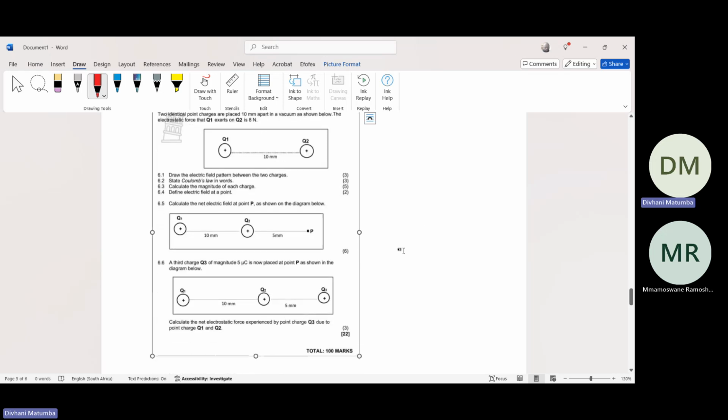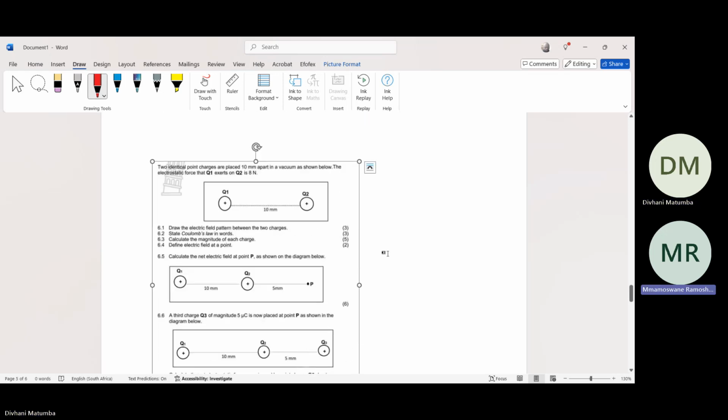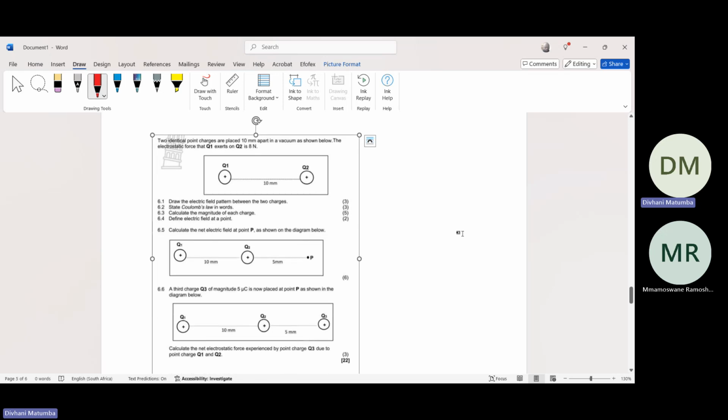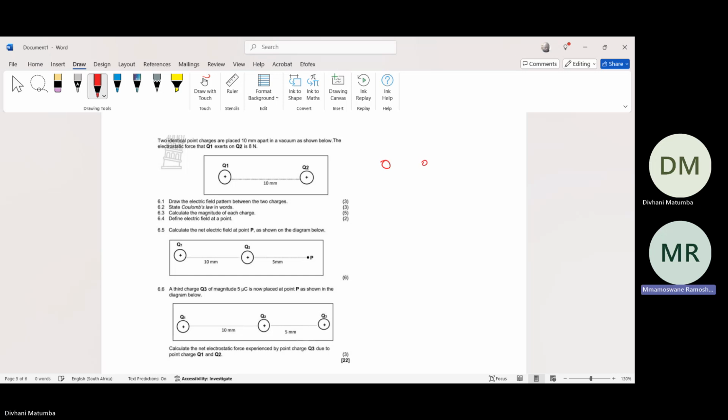Do you see what's on the screen? Yes. Okay. Two identical point charges are placed 10 millimeters apart in a vacuum, as shown below. The electrostatic force that Q1 exerts on Q2 is 8 newtons. Then they said, draw the electric field between the two charges. So can you choose between the two?